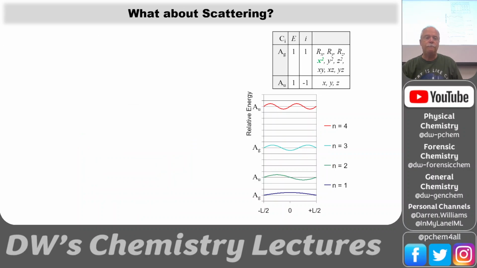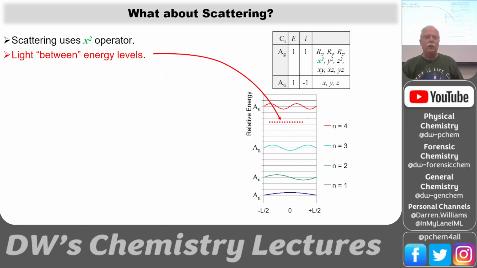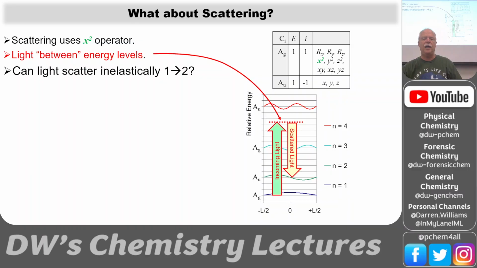Let's do Raman. Okay, so scattering, Raman and Rayleigh actually. So this uses the x squared operator. So this is what's going on. We have this light coming in that doesn't match any of the energy levels. So incoming light, scattered light. Can light cause this transition to occur with scattering?